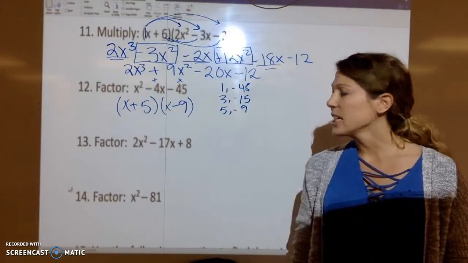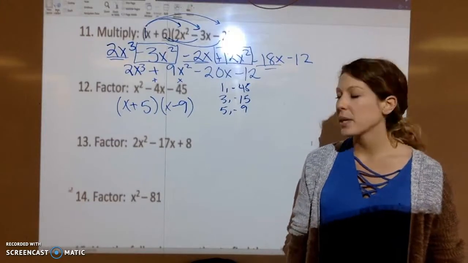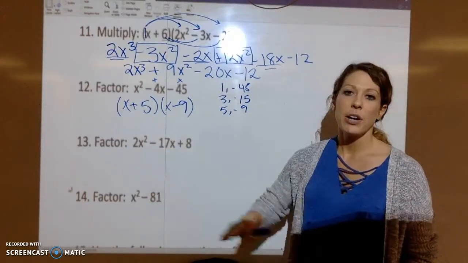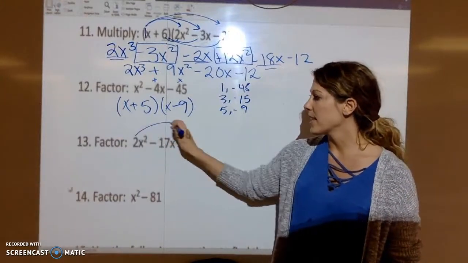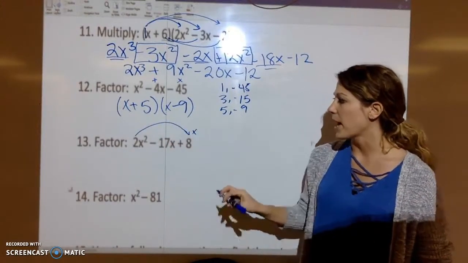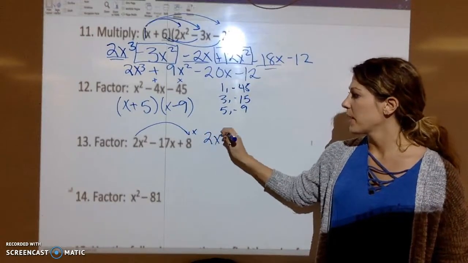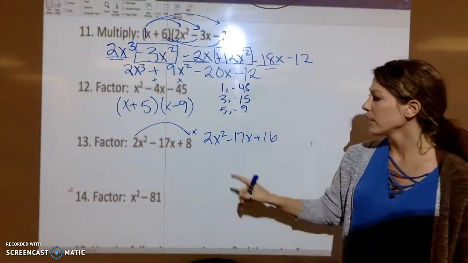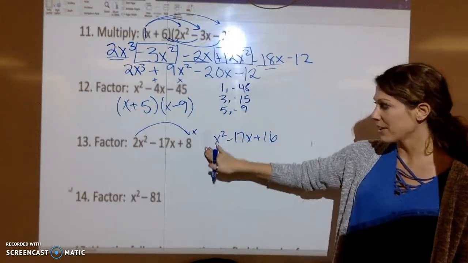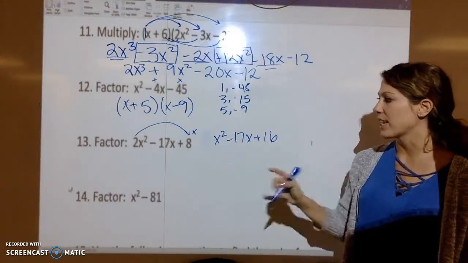So number 13 is a little bit more challenging than number 12 because there is a leading coefficient. So I say we just get rid of it. And we kind of cheat the system to do that. We take that term and we multiply it by the back. So then we get 2x squared minus 17x plus 16. Oh, sorry. We got rid of the 2. We moved it to the back, so now it's just x squared.